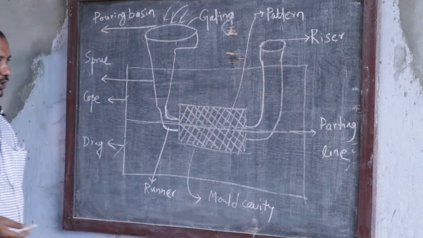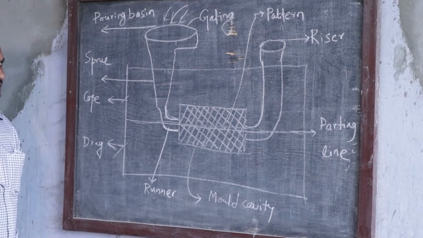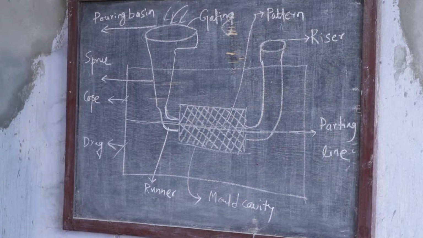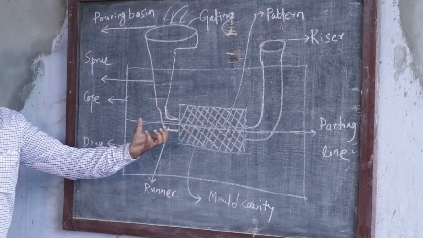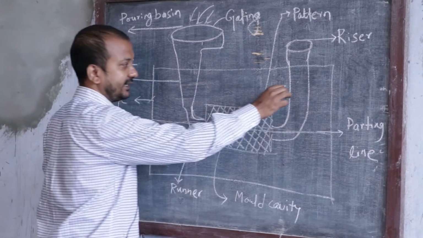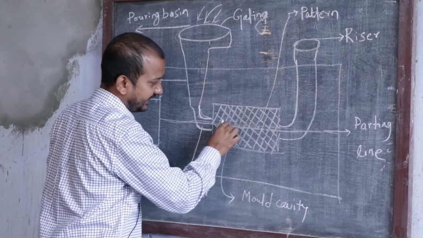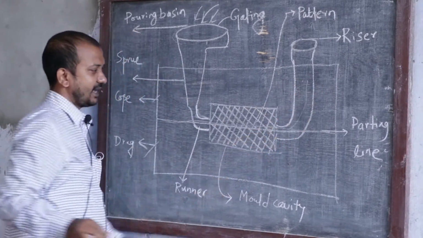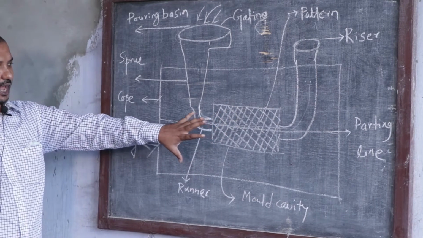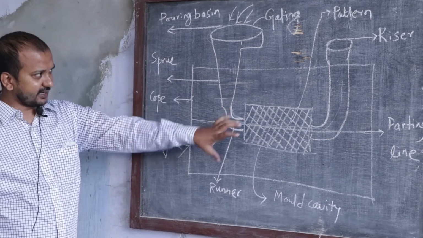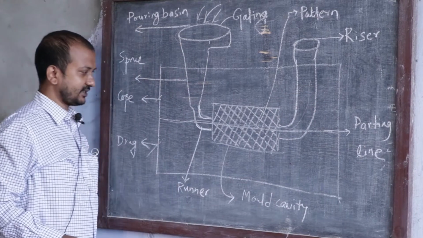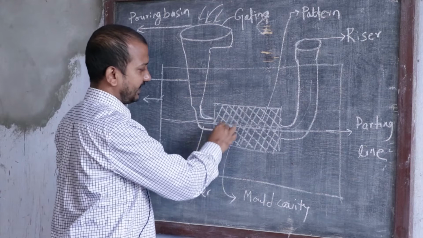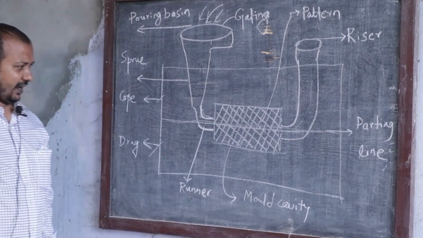I have already told you that there are different allowances provided to the pattern. One allowance is called shrinkage allowance. When this material solidifies, there will be contraction in volume. To compensate for that, molten material will be reserved here, and the shrinkage will be compensated from the riser. During solidification and cooling, the material in the riser will be solidified last. So this is how the casting process is done.